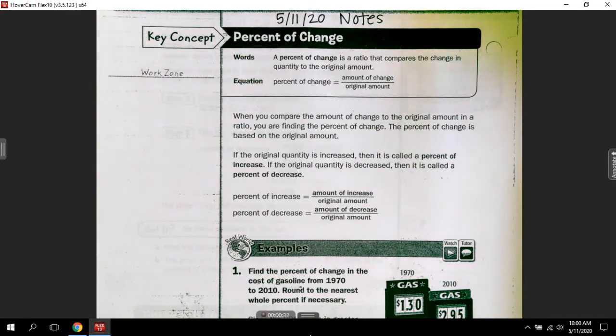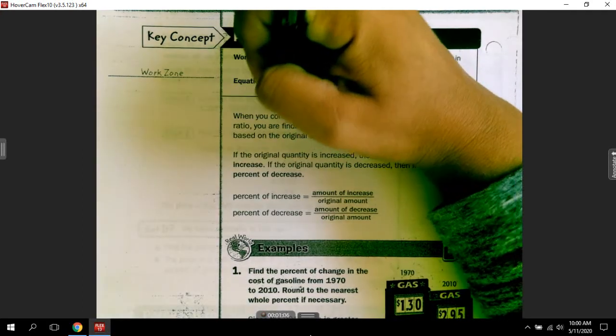So, last week, pretty easy, not too bad. Math 7 again. You've already learned percent of change and simple interest. Pre-algebra, this is new to you, but nothing too bad. Pretty simple. So percent of change is a ratio that compares the change in the quantity to the original amount. So in order to find that, you're going to take the amount of change and divide it by the original amount. Okay, and then it's called the percent of change.